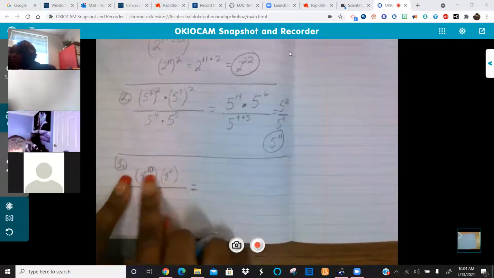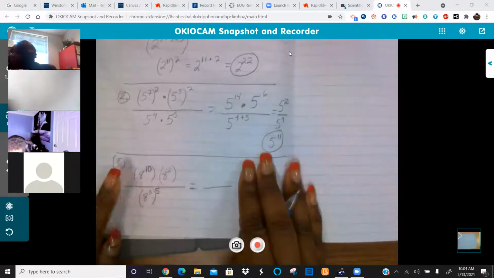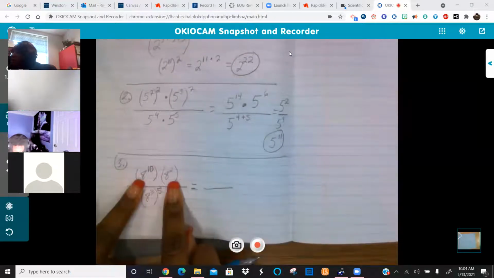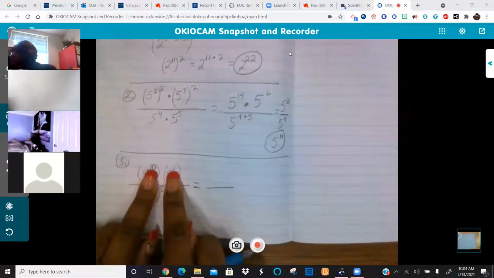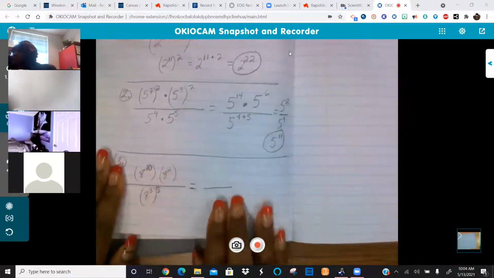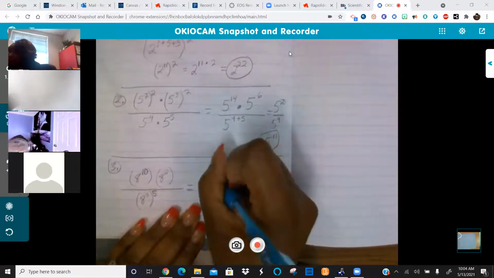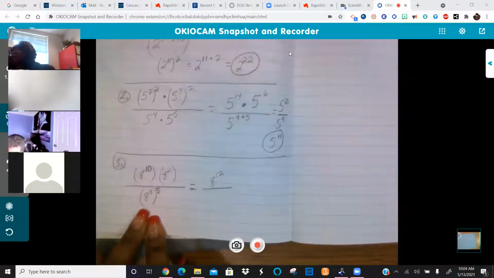All right, so what do we do on the top? What are we gonna do on the top? This is multiplication, but when you're multiplying exponents with like bases, what do you do with the exponents? You do add them. So what does that give you when you add them? 12. Good job. Okay, so now on the bottom, what do we do here on the bottom?